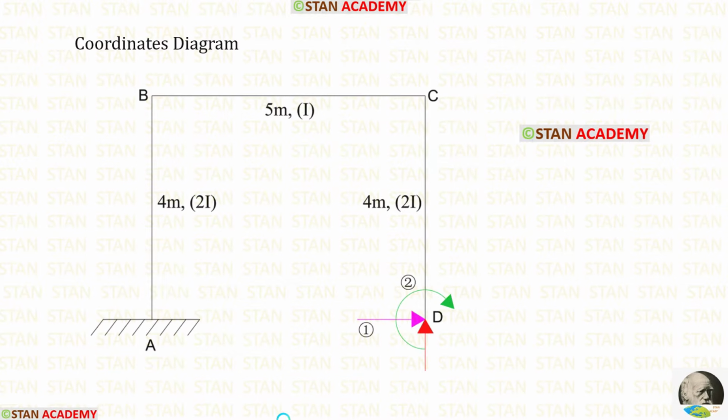Now let us make the coordinates diagram. In this analysis, there are two coordinates HD and MD because we have removed both of them. Let us assume that HD is acting towards right hand direction and MD is acting in the clockwise direction. Finally, if we get positive values, that means our assumption is correct. If we get negative values, that means our assumption is incorrect.